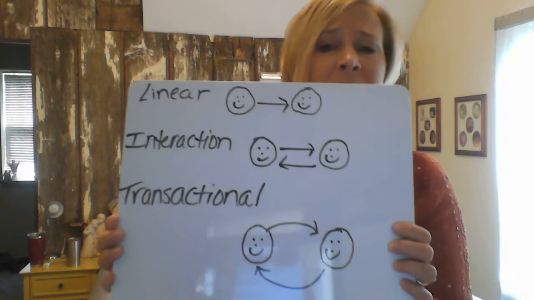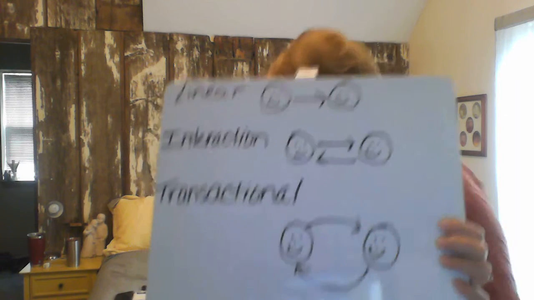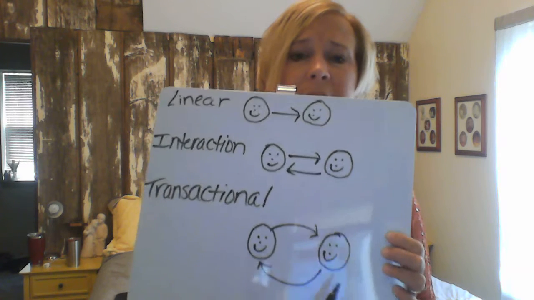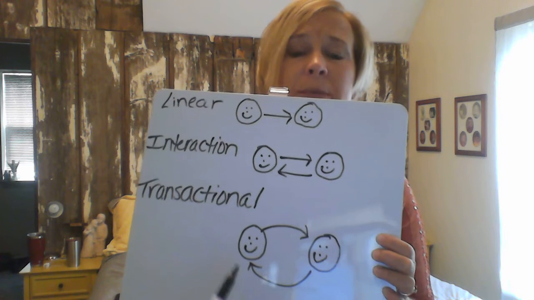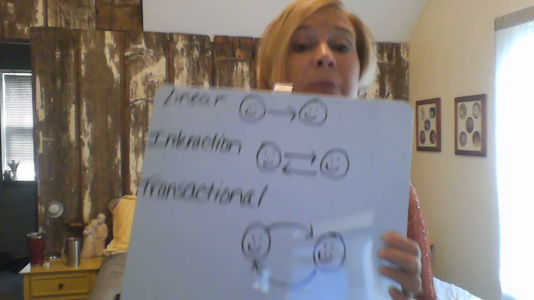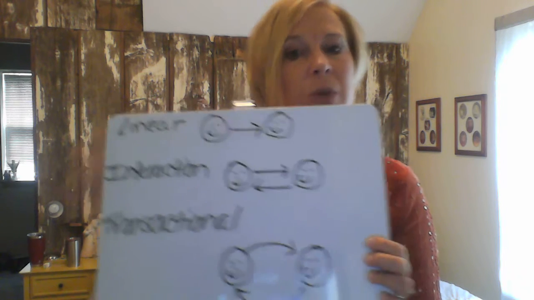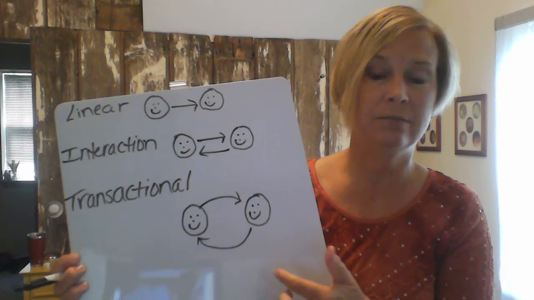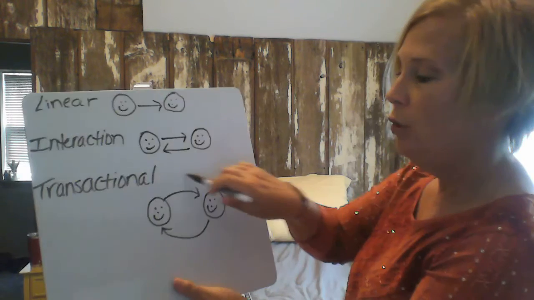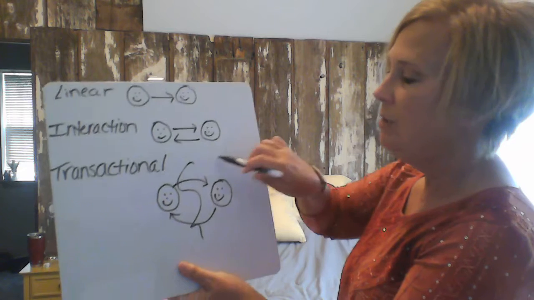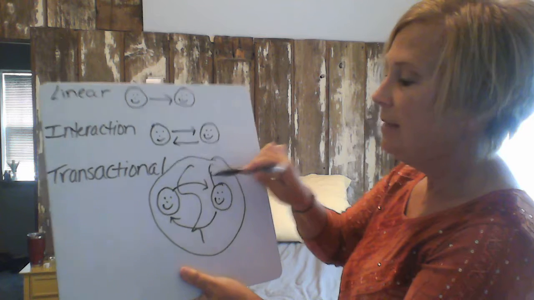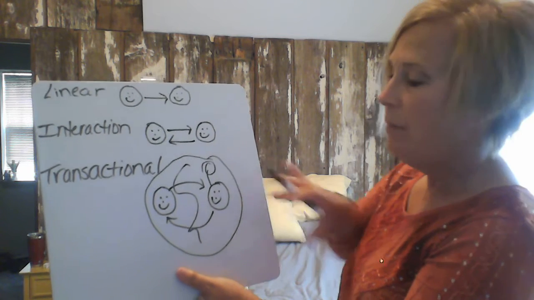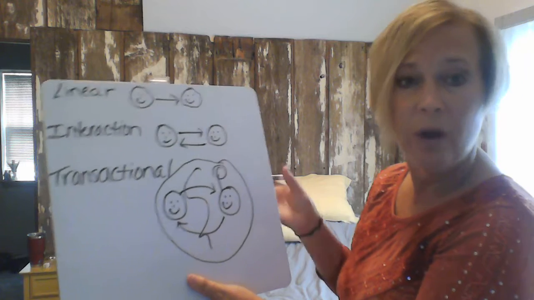The final one is what we call transactional. Now transactional is going to have both your sender, your receiver. You're going to have a message that goes from one and a message that comes back from the other, but it's happening simultaneously. Simultaneous is what's really the key for a transactional, okay? You're going to still have noise that gets in the way. You still have an environment of some type, right? What is the setting? You're going to have the message itself in there, but it's going to be happening at the same time with what we call feedback.